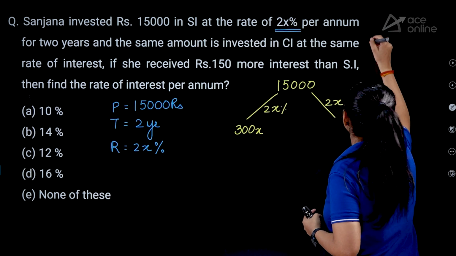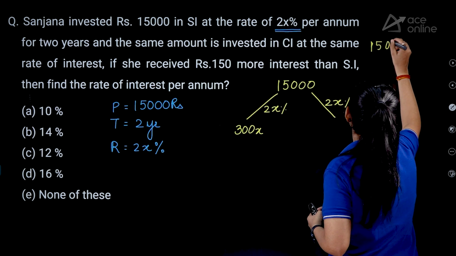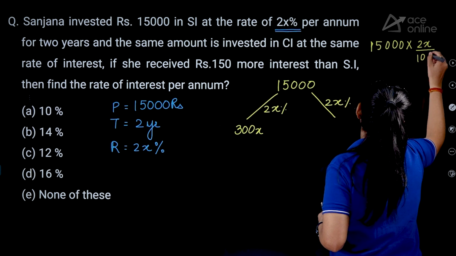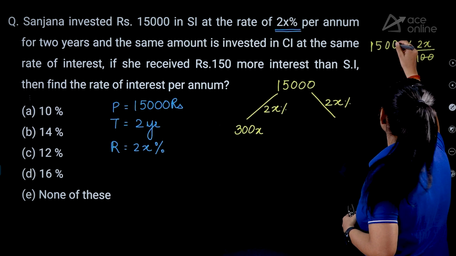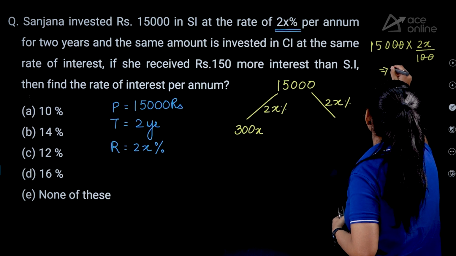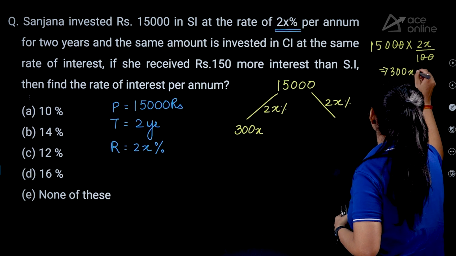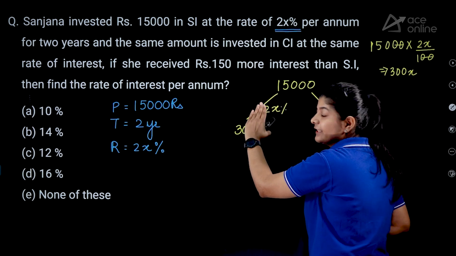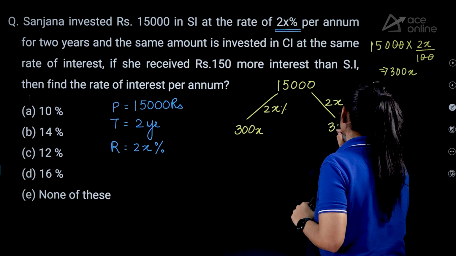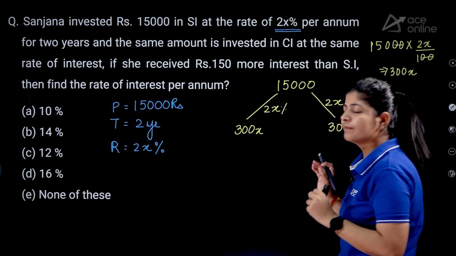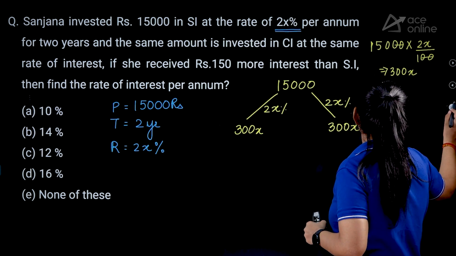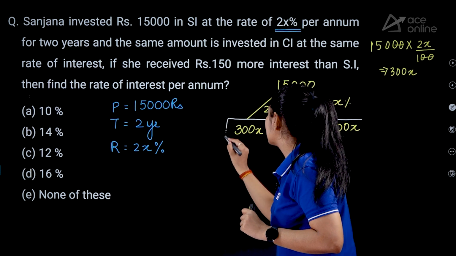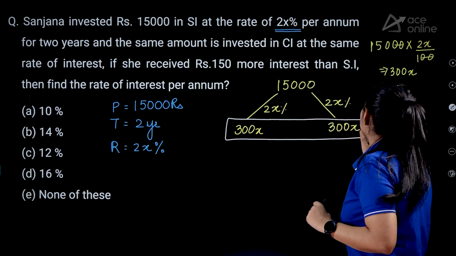Because when I calculate 2x% of this one, these two zeros are eliminated with this one, and ultimately I am getting 300x. So this branch represents my first year and this branch will represent my second year. And here also I am getting the same interest. We know that whenever we have this type of thing, this horizontal line will represent the total SI we are getting.